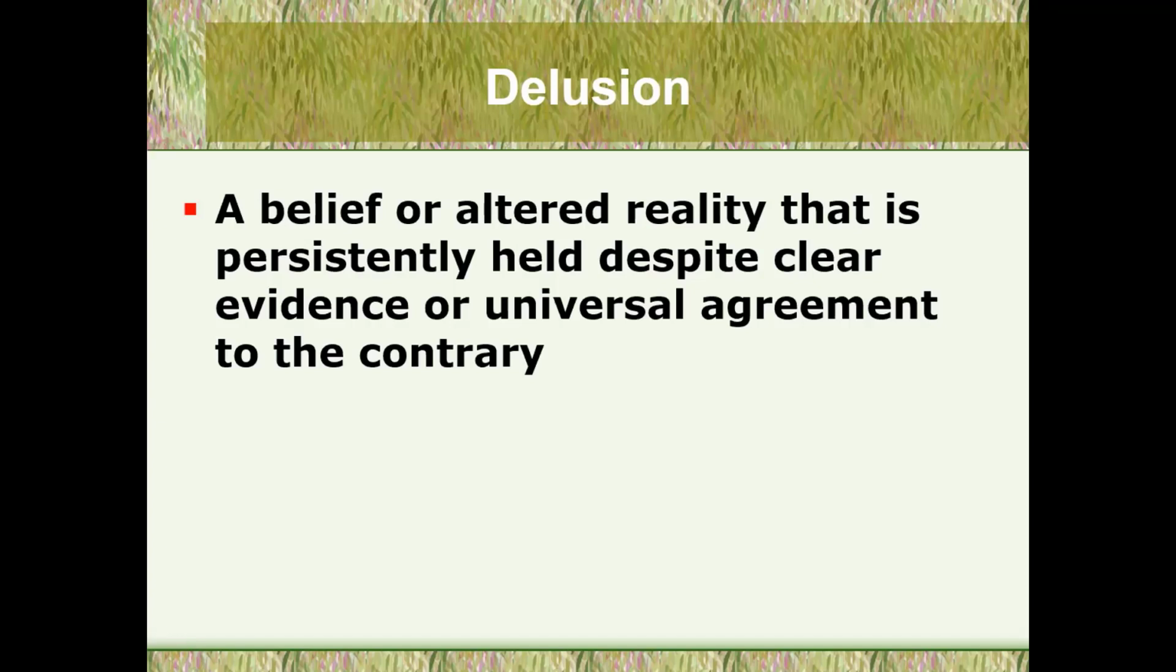So first I want to define what a delusion is. And I mentioned it earlier when we talked about delirium. First, a hallucination is when you sense something that isn't there. You see it, you hear it, you smell it, you feel it, but there is no physical phenomenon that's causing that. It's completely inside your head. A delusion is different. A delusion is a thought. It's a belief or an altered reality that is persistent. It stays there, and it's held despite clear evidence to the contrary or universal agreement to the contrary. That's what a delusion is. It's a fixed false belief in the face of overwhelming evidence that it isn't true.